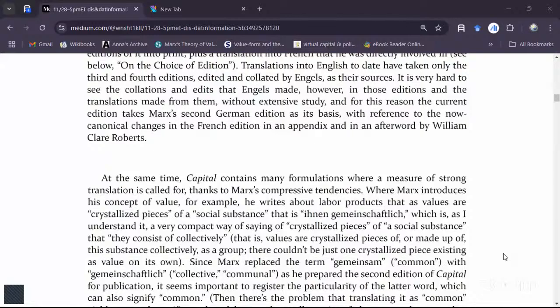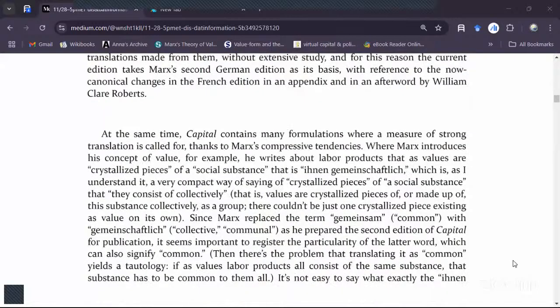Since Marx replaced the term gemeinsam with gemeinschaftlich, that is, common with collective or communal, you can see that they're not identical. Things that are common are not collective or communal, and there's a subtle difference among these meanings. As he prepared the second edition of Capital for publication, it seems important to register the peculiarity of the latter word, gemeinschaftlich, which can also signify common.